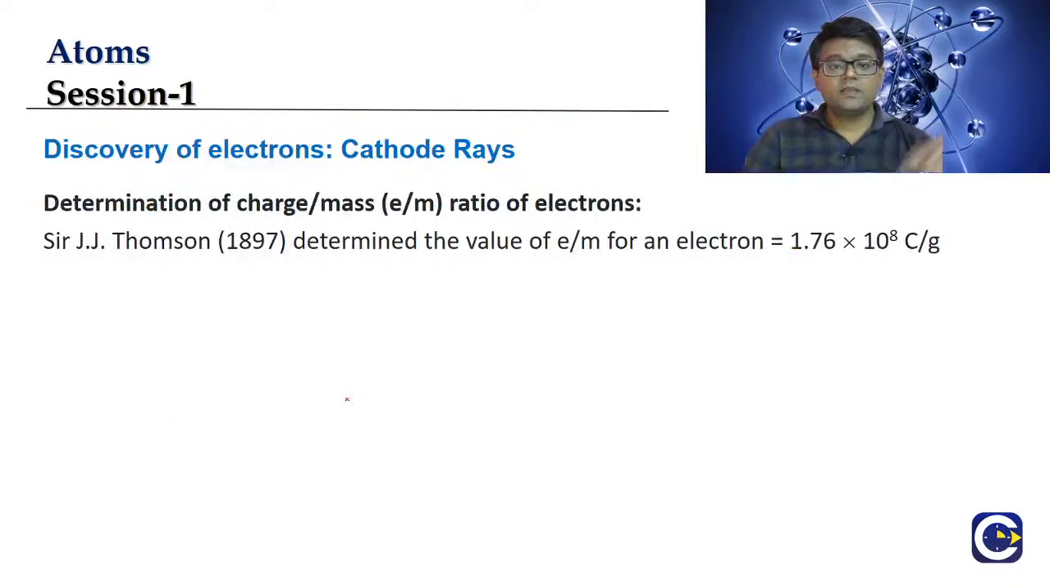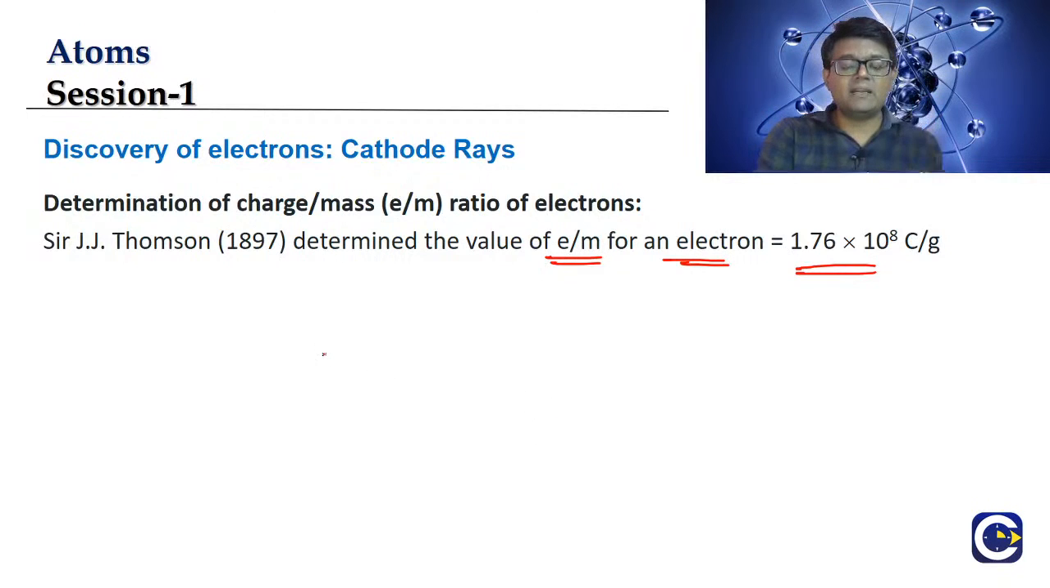And J.J. Thomson was able to discover the specific charge value for this electron, and he used the word electron. The specific charge value is found to be what? 1.76 into 10 to the power of 8 coulomb per gram. We don't need to remember this value, but let me tell you how this specific charge value is calculated.